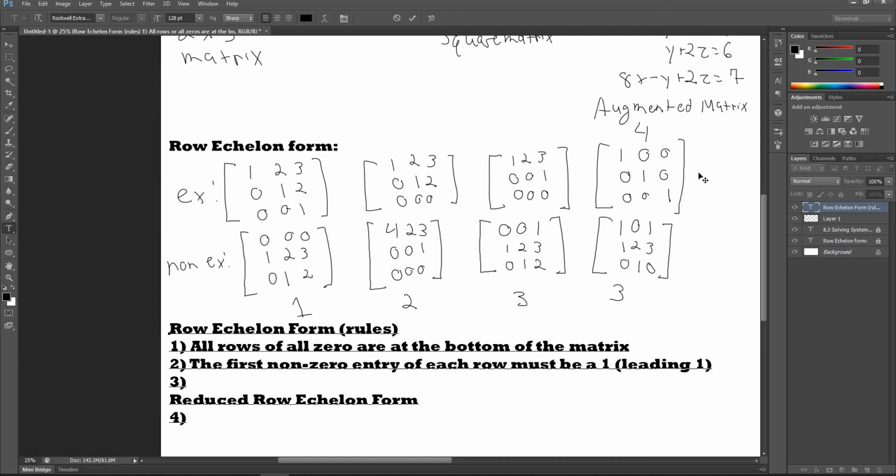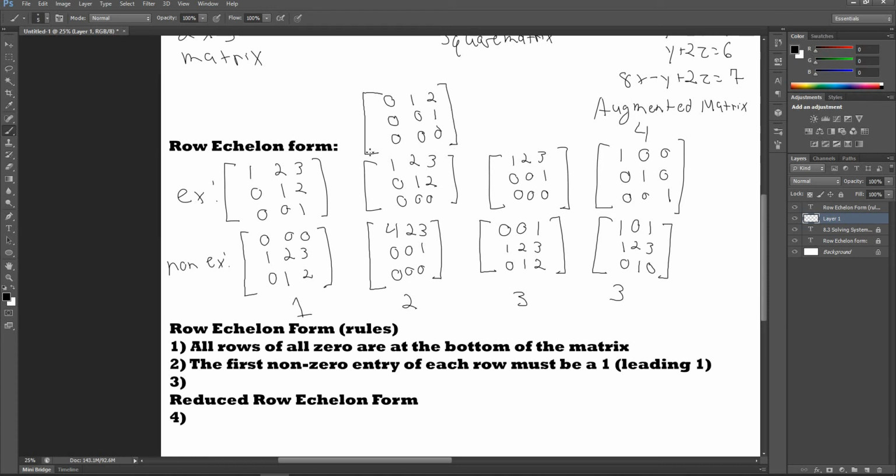I'm going to quickly draw another example. Another example of a row echelon form matrix would be 0, 1, 2, 0, 0, 1, 0, 0, 0. This would actually be another good example for us to look at.